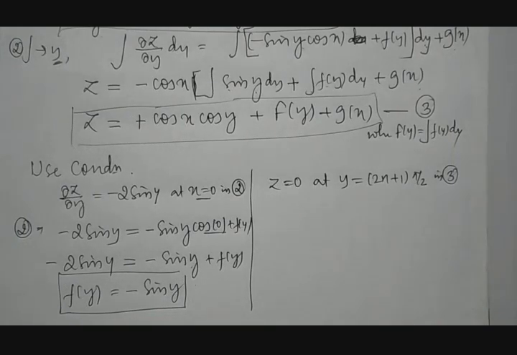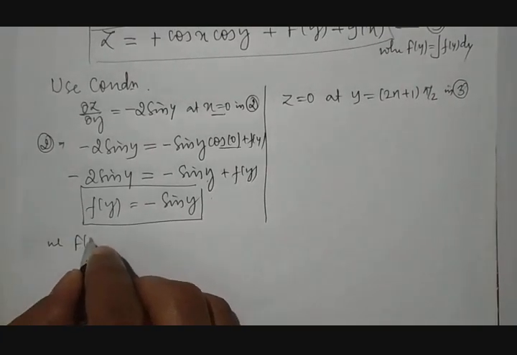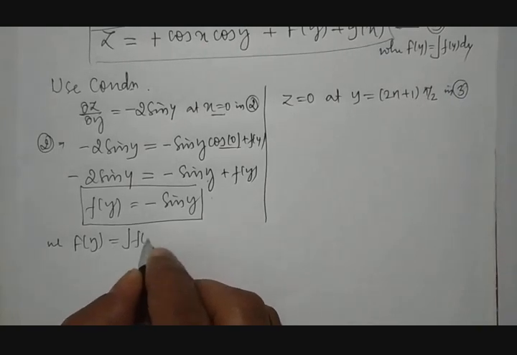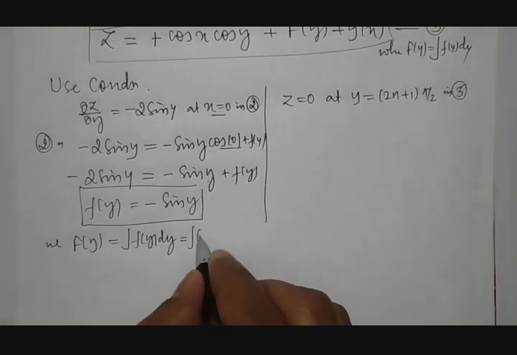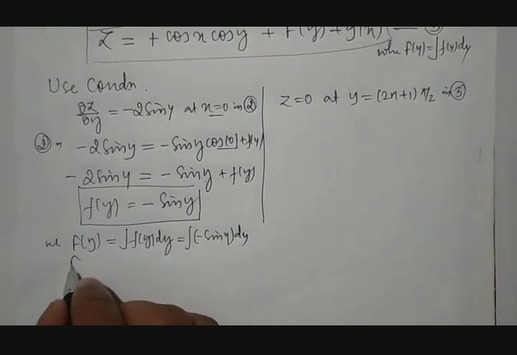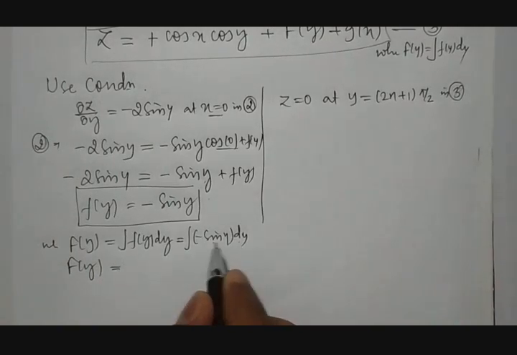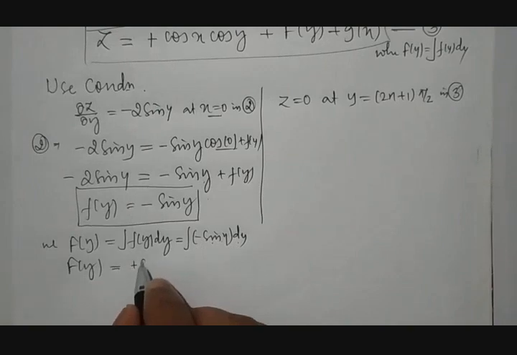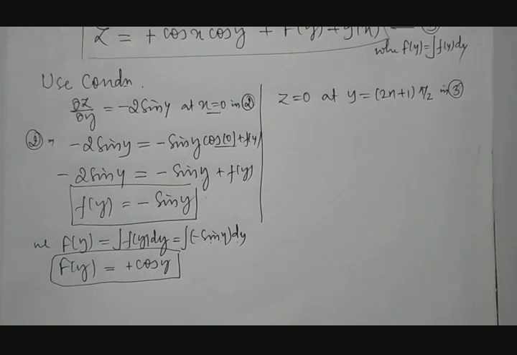Similarly, we need a capital F of y. Yes, that can also be calculated, where capital F of y is nothing but integration of small f of y with respect to y. So that is integration of small f of y, that is minus sine y, with respect to y. Therefore, capital F of y is equal to integration of sine y with respect to y is minus cos y. So minus of minus becomes plus cos y. Therefore, we got small f of y which is equal to minus sine y, and capital F of y which is equal to cos y.